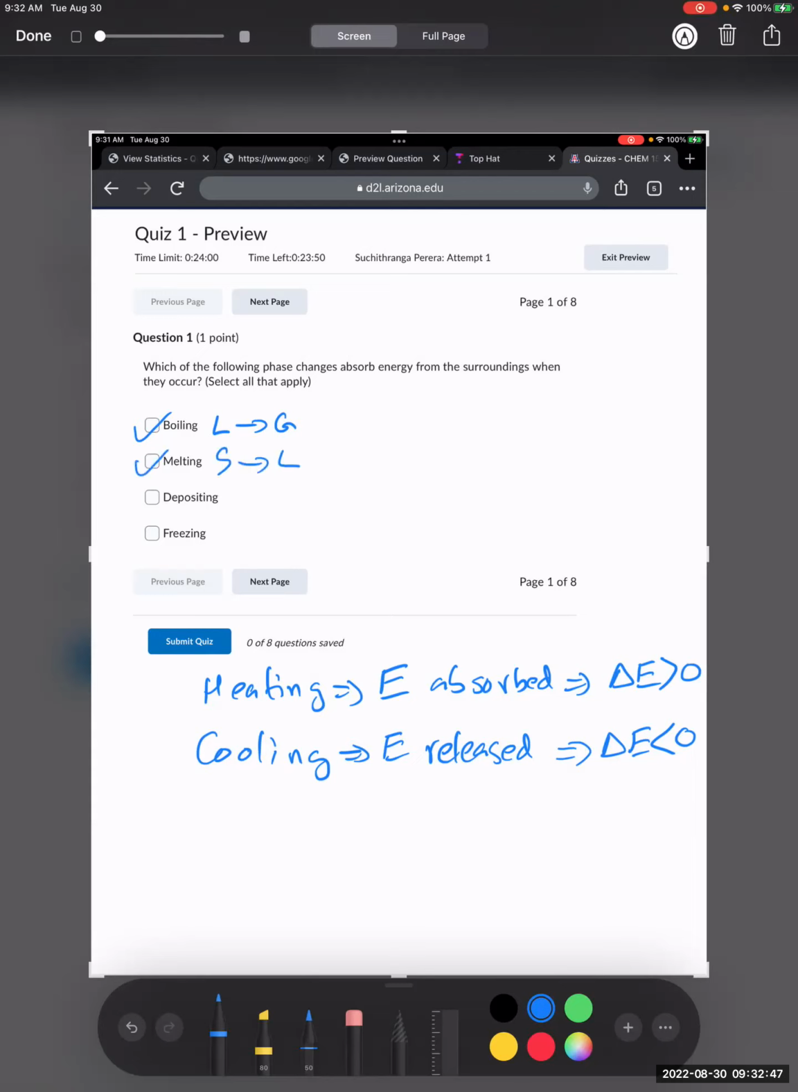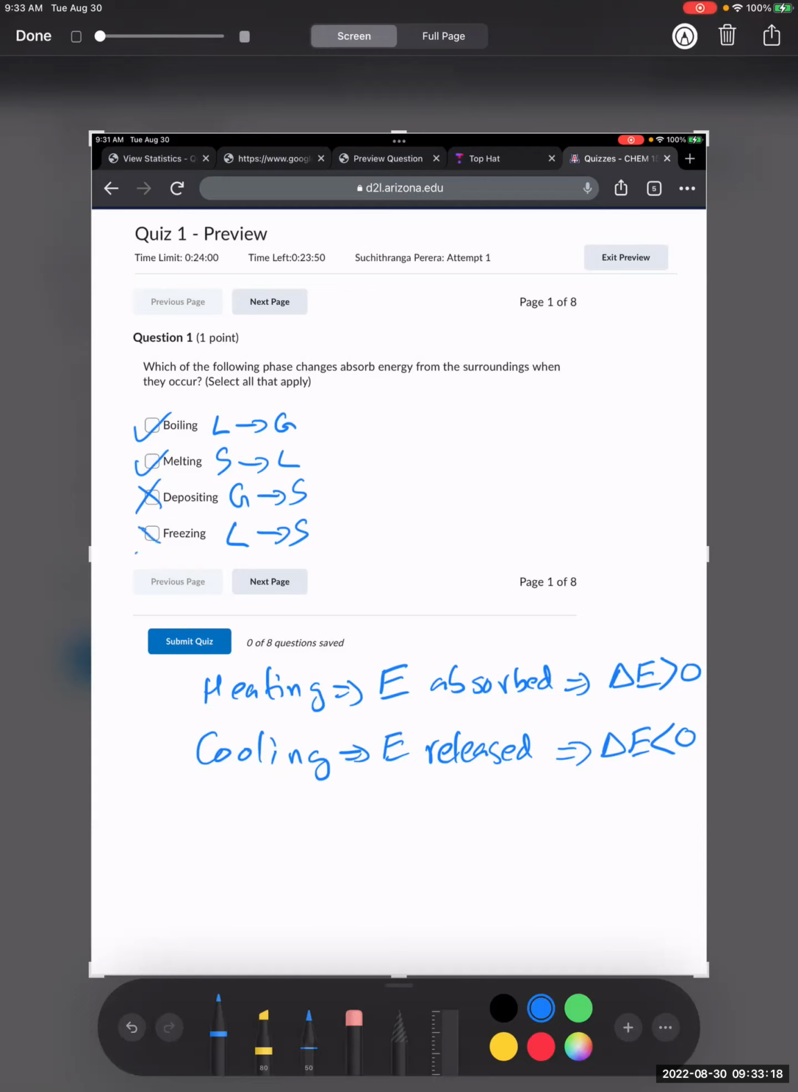And depositing means gas to solid. For the gas to become solid, we need to either cool it down or remove energy from the system. If that is the case, energy is released from the system, not absorbed. Therefore, that is out. And freezing is liquid to solid. Again, the same thing. We need to remove energy from the system for this to happen. Therefore, energy is released during this process.